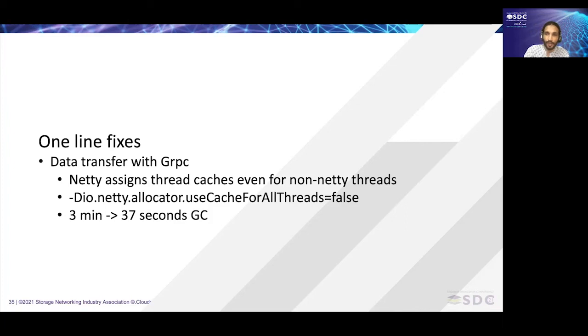These thread caches have an on-heap thread pool as well as an off-heap thread pool. There is a Java property which Netty supports, and this property allows the cache to be disabled for non-Netty threads. This Java property alone brought around a 10x reduction in GC time, from 3 minutes to 37 seconds. This was very helpful in the initial part of Ozone development. Without this, data writes would have been very costly with gRPC.